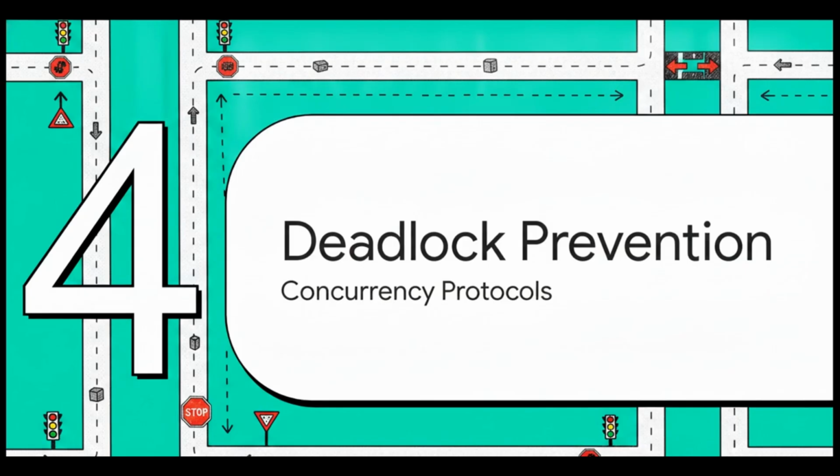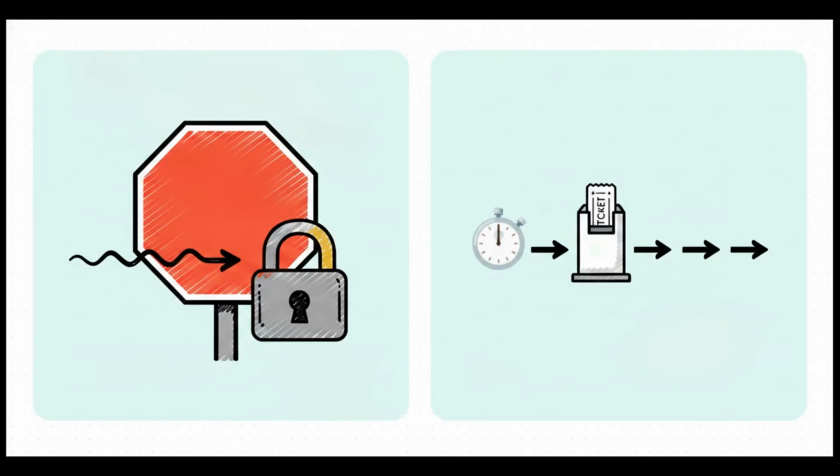Section 4, Protocols and Deadlock Prevention. Let's figure out how to prevent crashes in this insanely busy data intersection. To keep the data highway moving, databases use strict traffic control protocols. We can contrast lock-based protocols, which basically act like stop signs, forcing one transaction to wait at the intersection for another to pass, against timestamp-based protocols. Those act more like a strict ticketing and scheduling system based on exact arrival times. Both of these aim to solve conflicts and maintain totally smooth system execution.